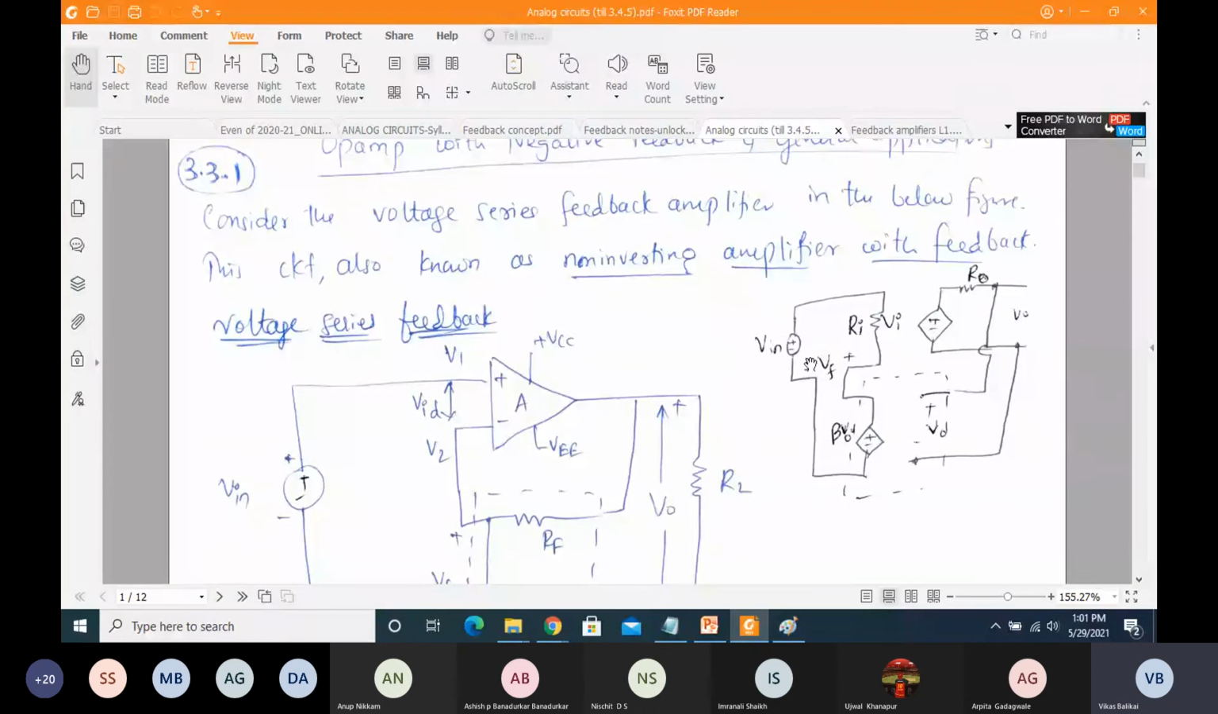Look here, this is the description I showed you, and I told you at that point of time, just ensure that you remember the name voltage series. I told you I'll explain why in a subsequent class. Now this is the time why I am telling it. Why voltage series feedback? Voltage is fed serially at the input side.